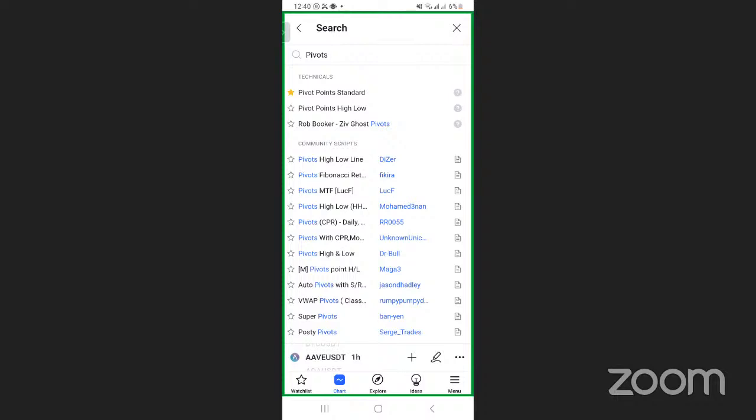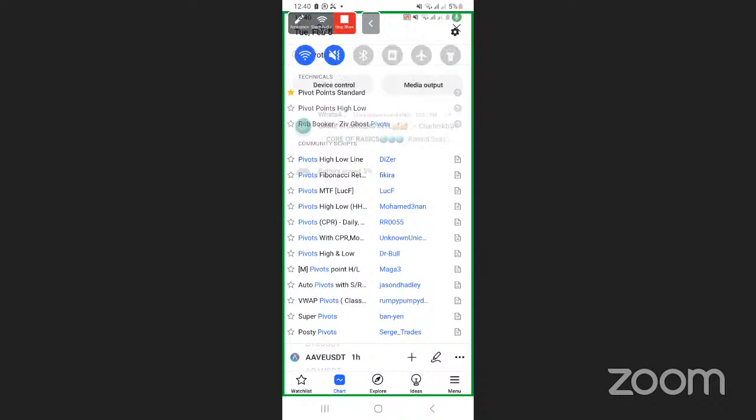Now, what do I do to make sure the indicator goes in? I tap on it just once. Just once. Don't do multiple touches. If you do multiple touches, it means you are adding this indicator more than one time. Okay, let me show you again.